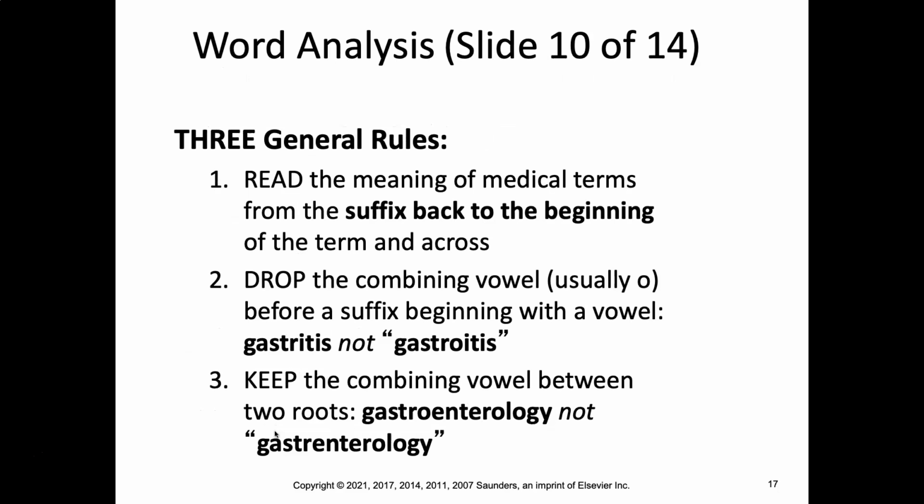All right, so 3 general rules when you're breaking down medical terms. You read the meaning of the medical terms from the suffix back to the beginning of the term and across. You drop the combining vowel, which is usually an O, whenever you have a suffix that begins with a vowel, and you keep the combining vowel between 2 roots.